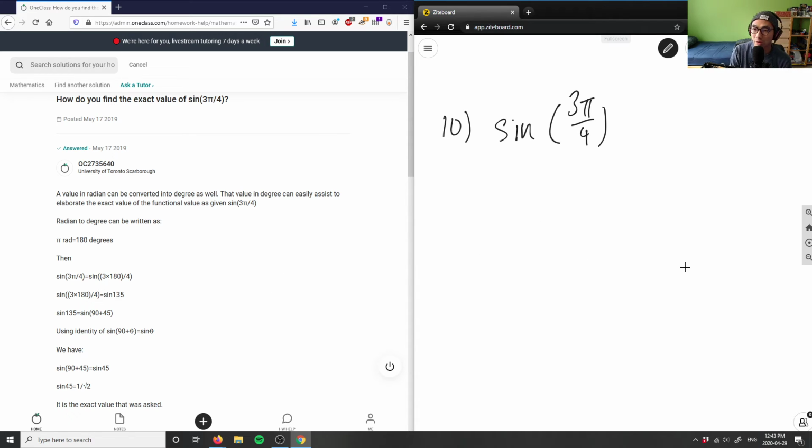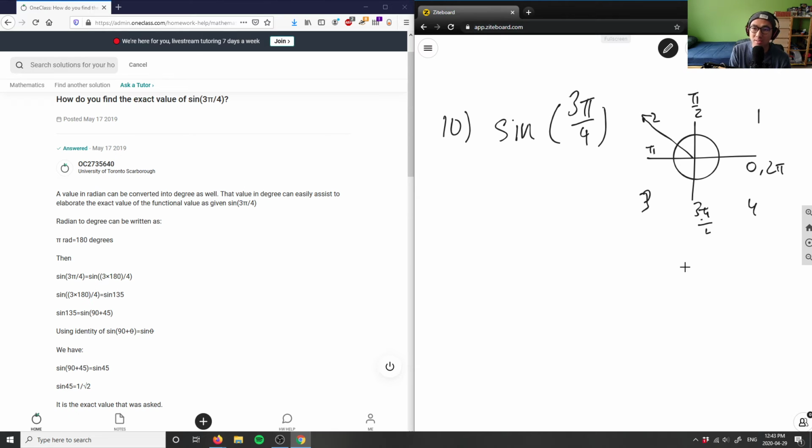If we draw a little unit circle here, we would realize that 3 pi over 4, which is simply 3/4 pi, is here. Remember, this here is pi over 2, this is pi, 3 pi over 2, and this could be 0 or 2 pi. So this would belong in quadrant 2. This is quadrant 1, 2, 3, and 4.